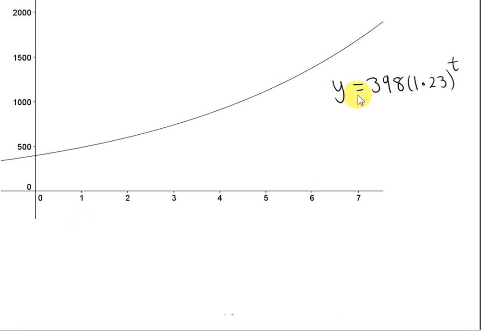Here's the graph of the exponential function. When t is 0, y is 398. That's this point here. And of course, since the power is positive, we have an increasing function of t. So here we have the graph of y against t. The 0 corresponds to the year 2006, and each of these numbers is the number of years after 2006. So 1 is going to be 2007, 2 is going to be 2008, and so on.